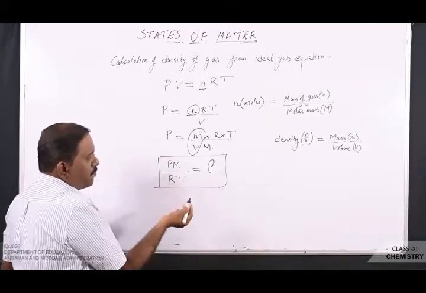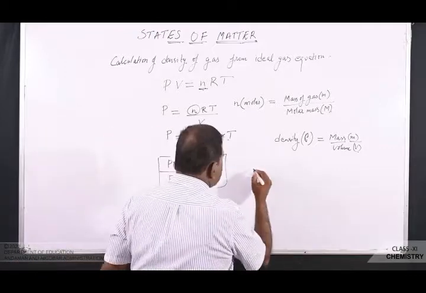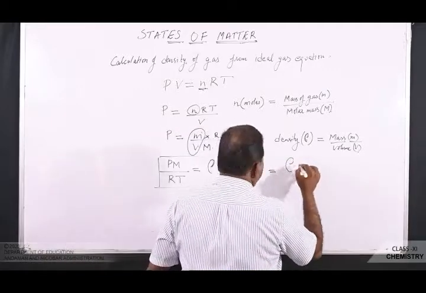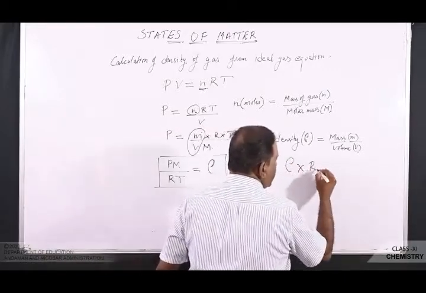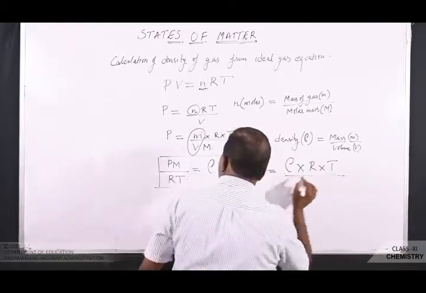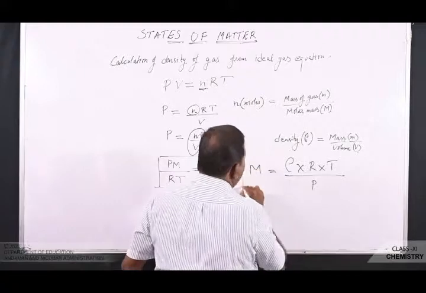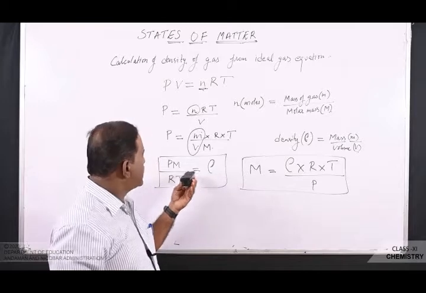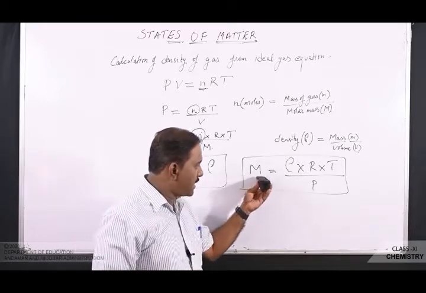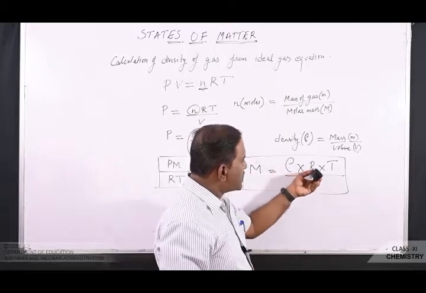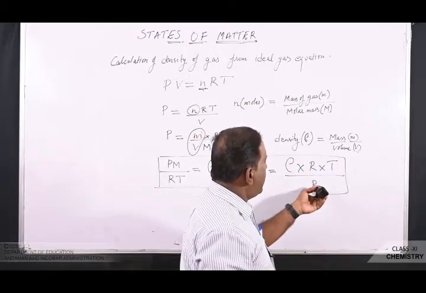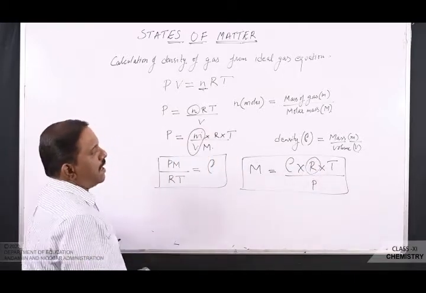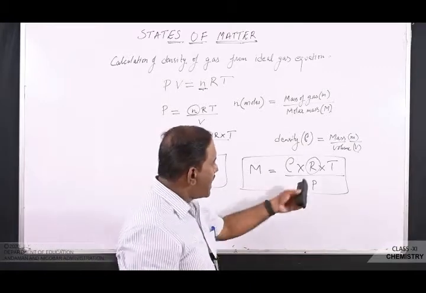From this equation molar mass can also be calculated, and molar mass M is equal to density into gas constant into temperature divided by P. So for our numerical questions, it may be asked to find the density of the gas, PM by RT, and the molar mass of the gas, that is density into gas constant into T divided by pressure. So what is this R? Now let us see the dimension of R, how this R is calculated.